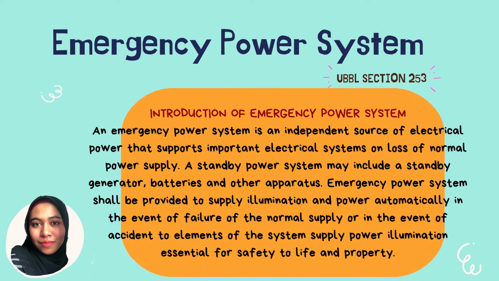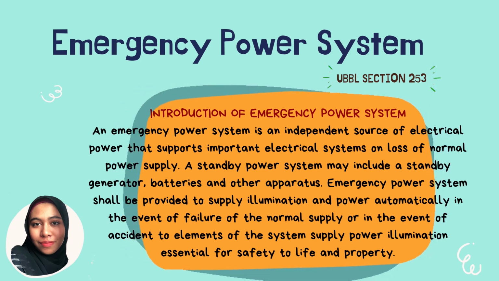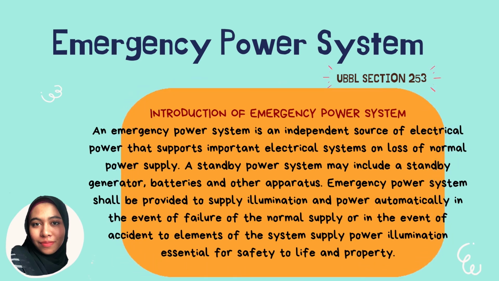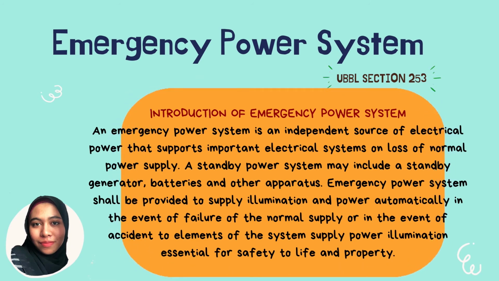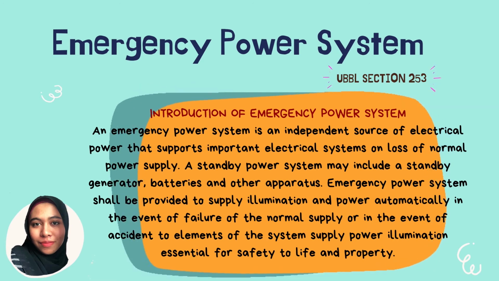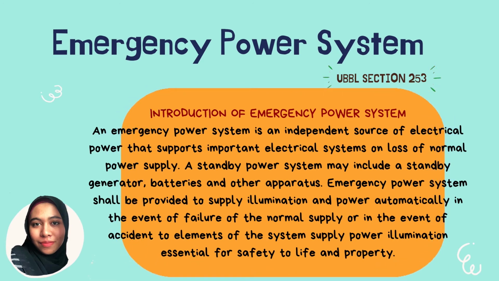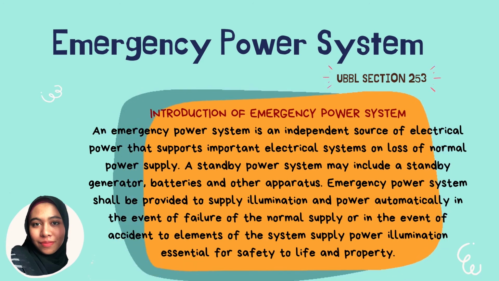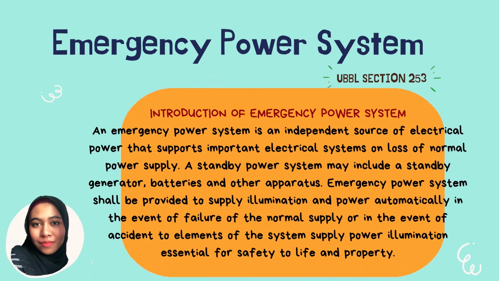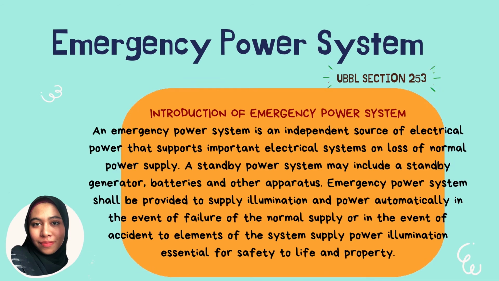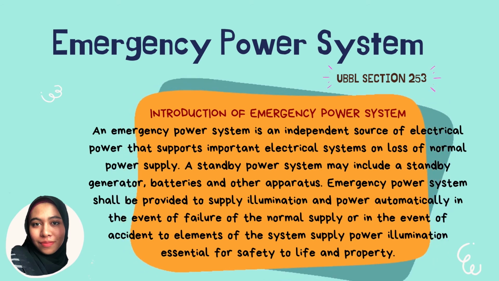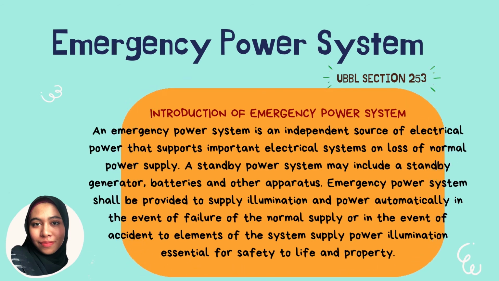Today I want to talk about the emergency power system in UBBL section 253. What is the meaning of emergency power system? An emergency power system is an independent source of electrical power that supports important electrical systems on loss of normal power supply. This standby power system may include a standby generator, batteries and other apparatus.